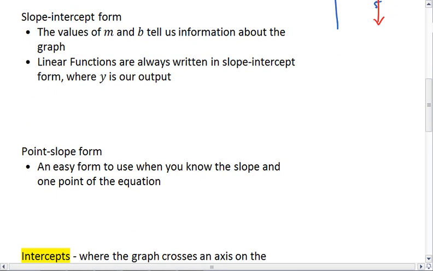Slope-intercept form is also a very valuable form, and one that you're probably most familiar with. Slope-intercept form, which is our y equals mx plus b, is particularly useful because of m and b. These values give us information about our graph. M tells us the slope. So if m was 5, we would know that our graph is increasing by 5 for every 1 increase in our input. And b is our vertical intercept. It tells us where that graph crosses the vertical axis.